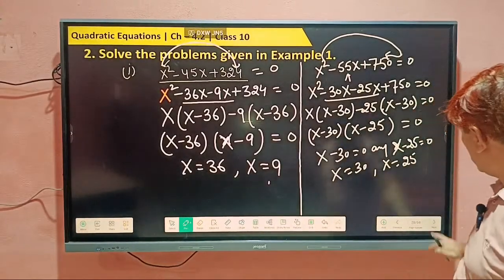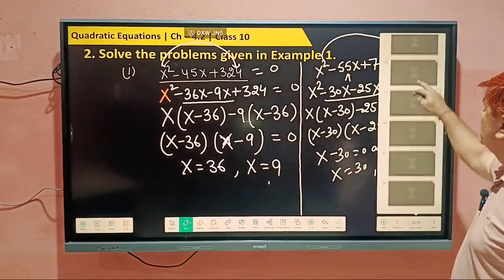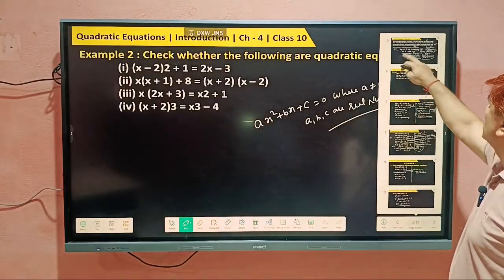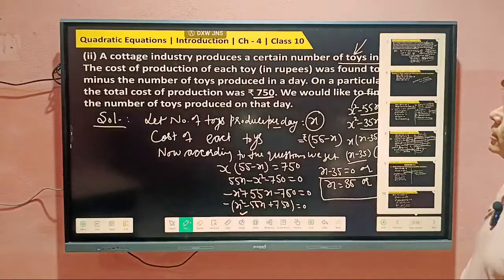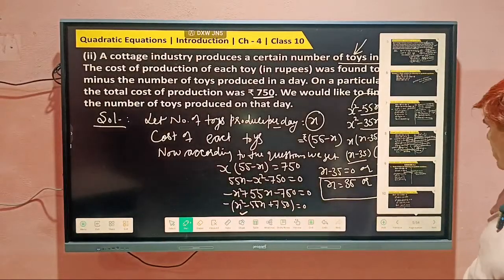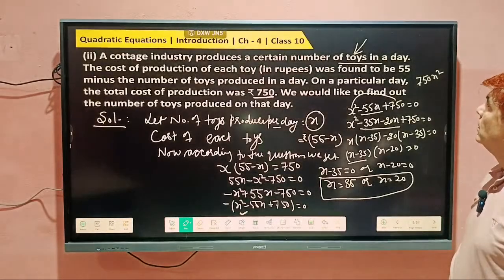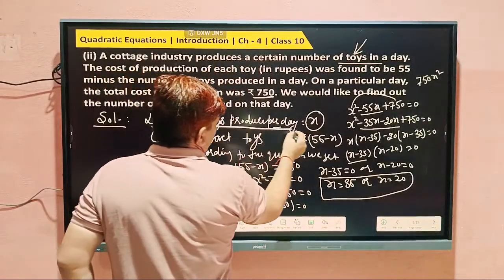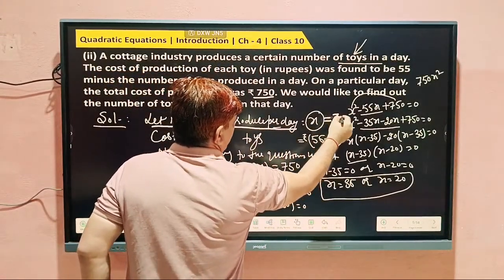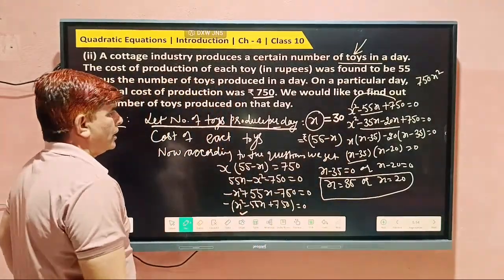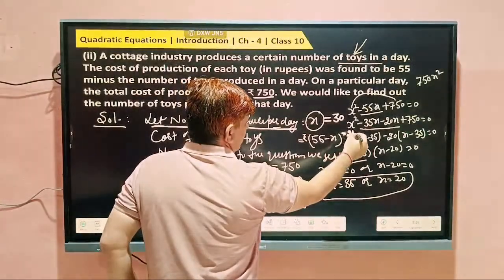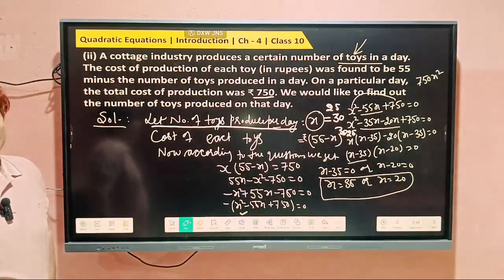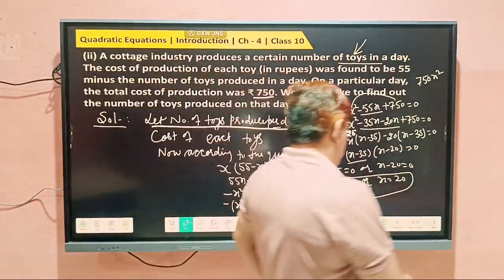What is the value of x? Again, example number 1. This is the second part. A cottage industry produces a certain number of toys in a particular day. It means toys in a day, the production. What is x? Let the number of toys produced per day be x. x is 30. Understood? Then the cost of twice is how much? 25. And if this is 25, this is 30. Got it? So in this way you can show, I already told you.